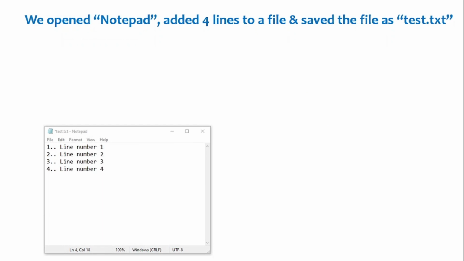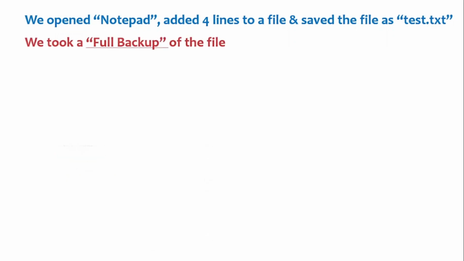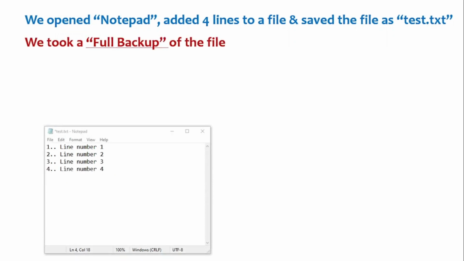So let's say we opened up Notepad and added 4 lines to a file and saved the file as test.txt. A very simple task. We opened up Notepad, added 4 lines and saved the file. Now what we did, we took a full backup of this particular file. So we performed the full backup of this file.